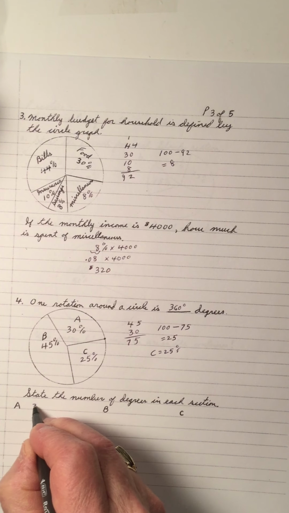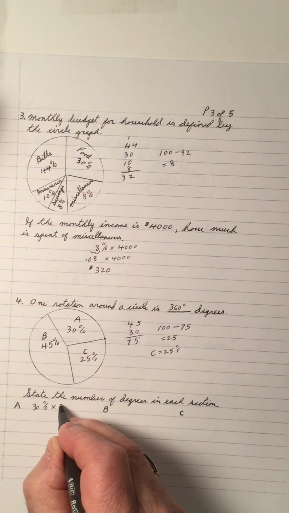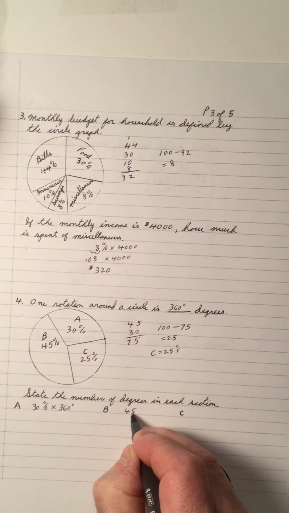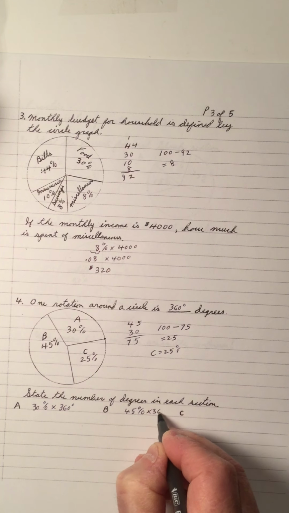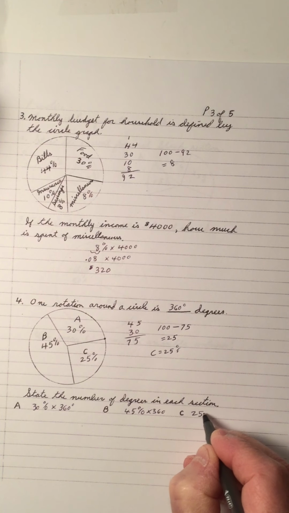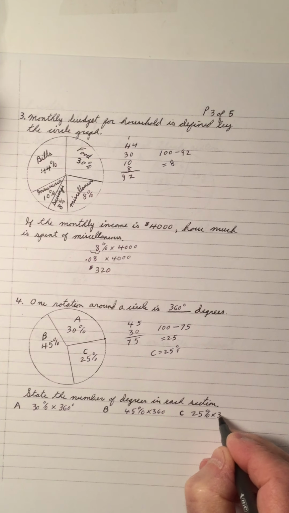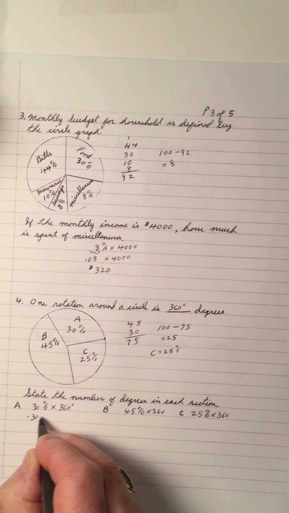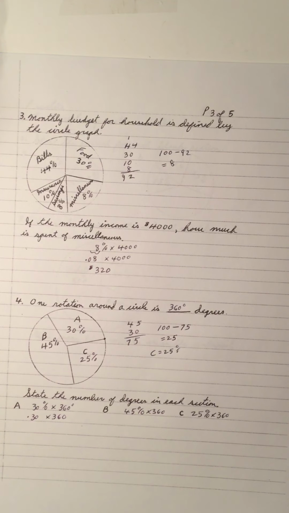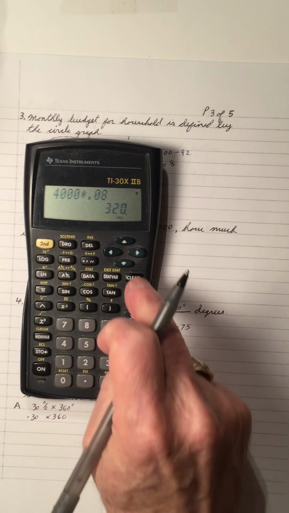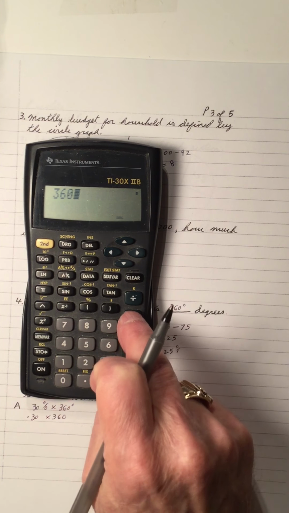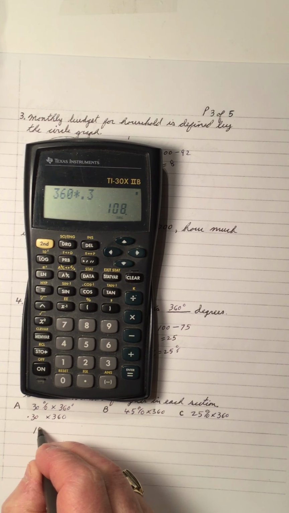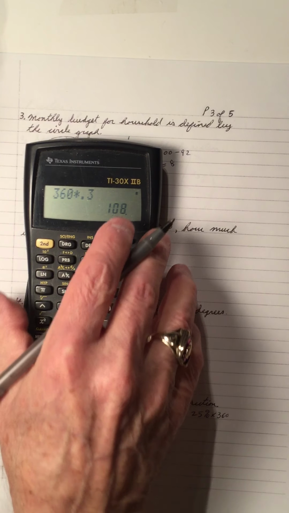So A is 30%, so is 30% of the 360. B is 45% of the 360. And C is 25% times the 360. So if we work those out, we get 30% is decimal 30 times 360. So if I put my calculator here and work this out, I get 360 times decimal 3 or decimal 30, makes no difference. I'll get 108 degrees.